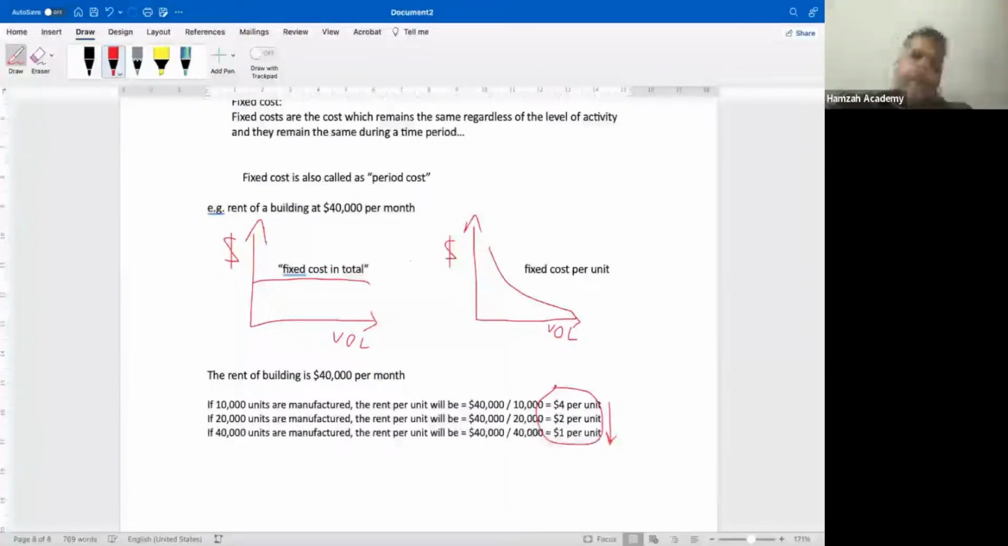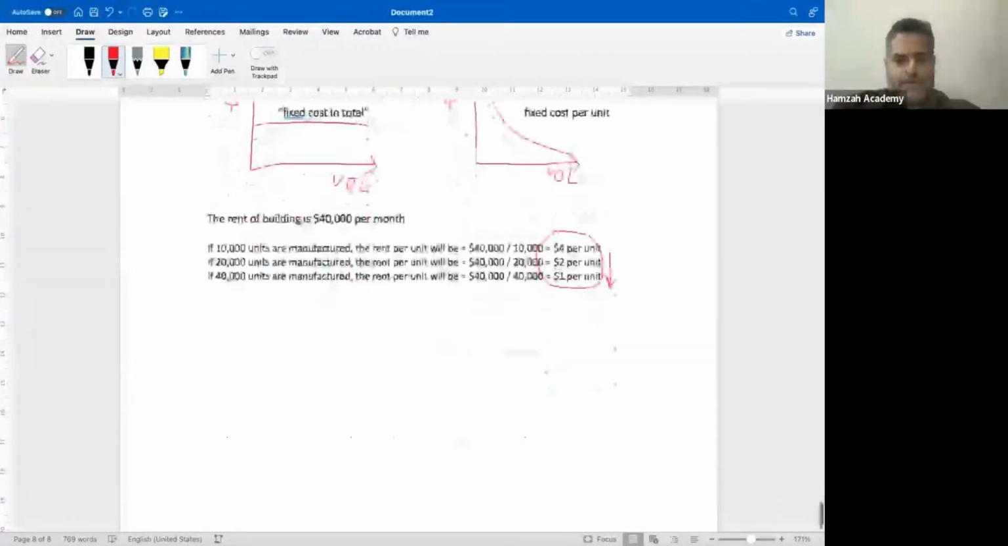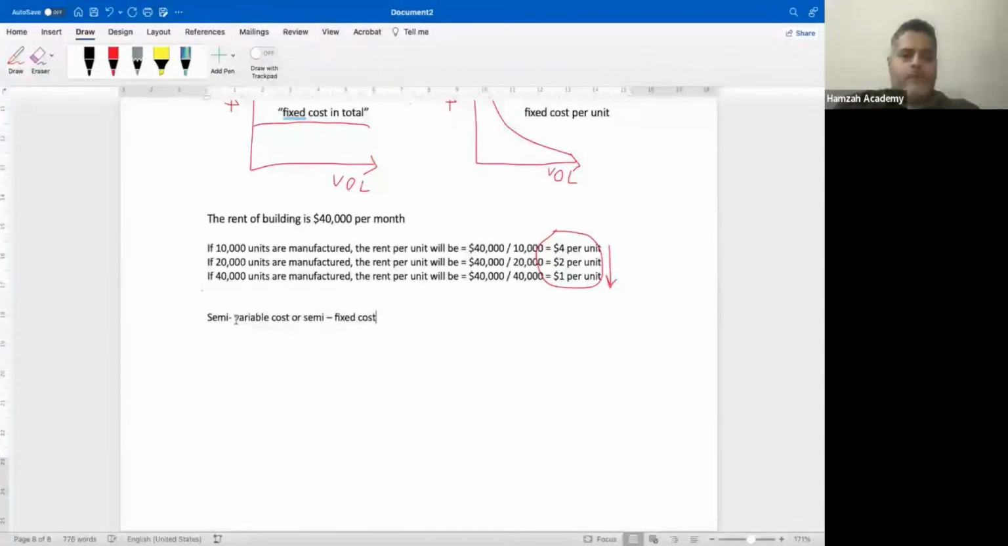Okay, done. I hope it's clear. Now, moving on from here, the next thing we have is semi-variable cost or semi-fixed cost over here. So semi-variable cost or semi-fixed cost.